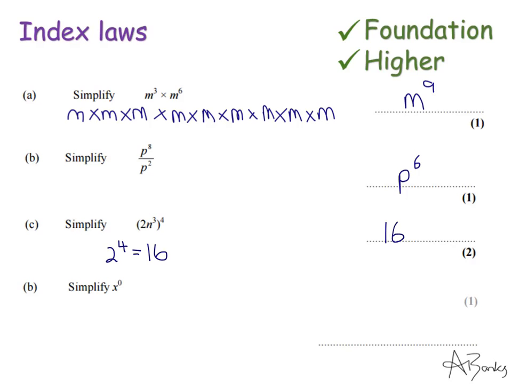And then as for the powers themselves, I have a 3 and a 4. They actually get multiplied together. So that's n to the power of 12. That's the most complicated rule to learn. And the last one here is x to the power of 0. Well, anything, no matter what it is, if it's numbers or if it's algebra, anything to the power of 0 is 1.